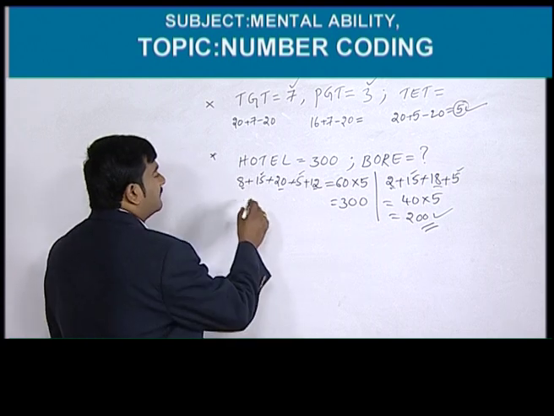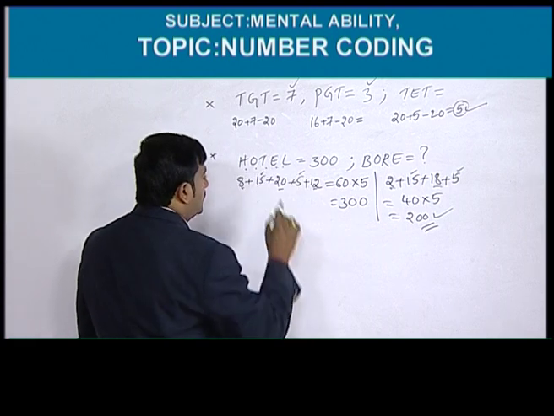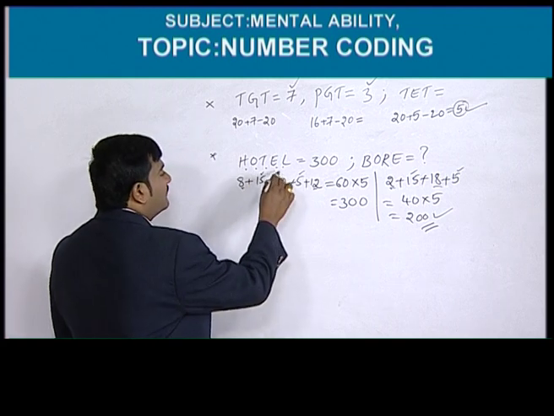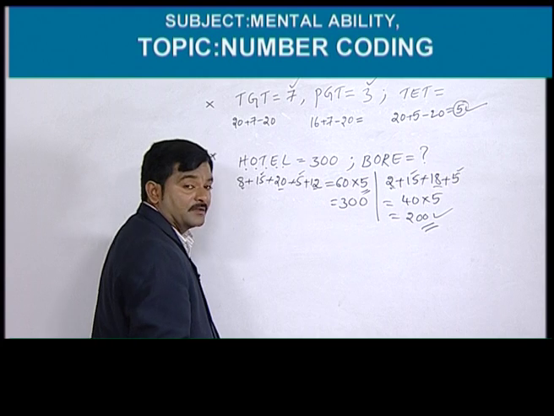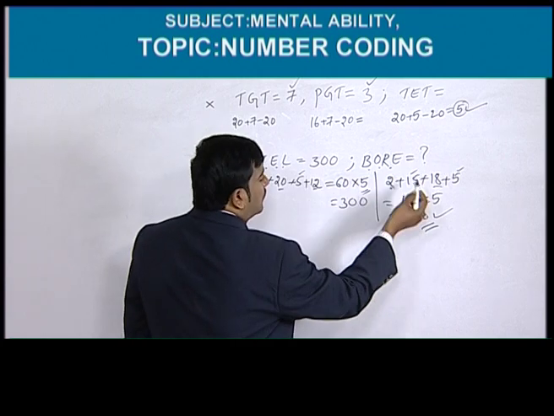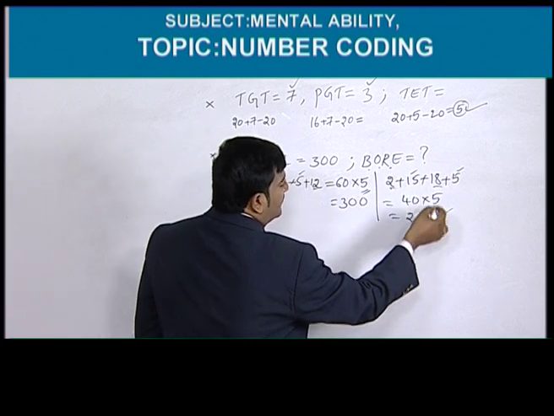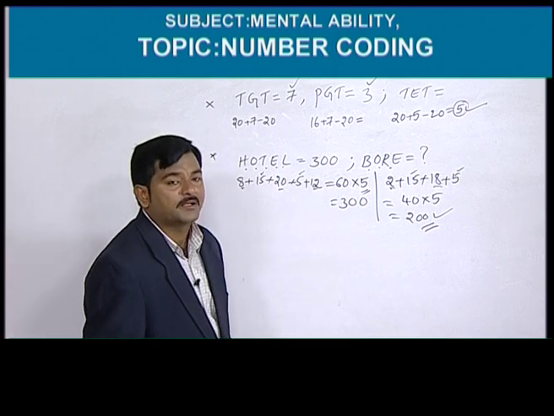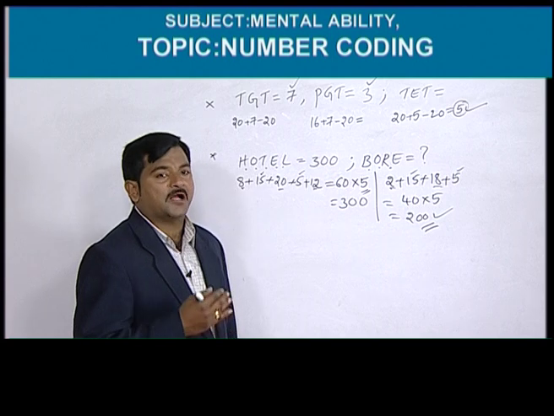The given word hotel has how many letters? 5 letters. Since it has 5 letters, multiplied by 5. For example, B-O-R-E, bore. Bore has 4 letters. You need to multiply with 4. 40 into 4, how much will you get? 160 you will get. It depends on the nature of the options.